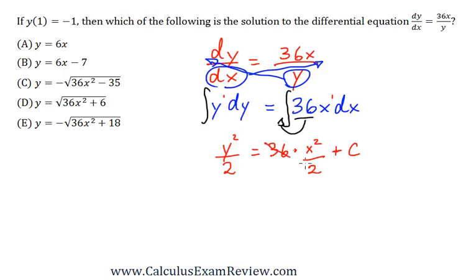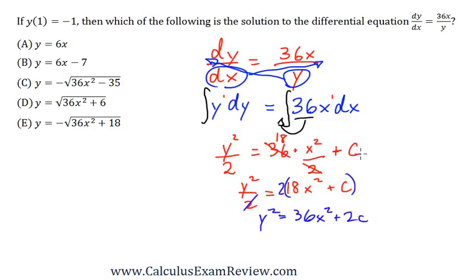Great. So now I can just divide 36 by 2, so I get 18. So y squared over 2 equals 18x squared plus c. Now I can just multiply both sides of the equation by 2. So I get y squared equals 36x squared plus 2c.